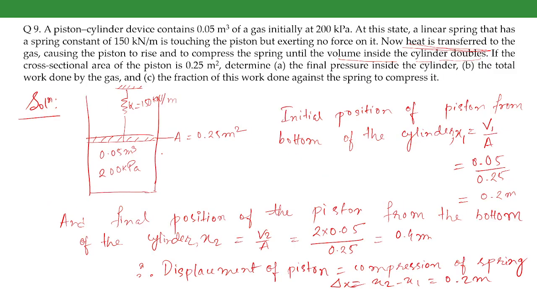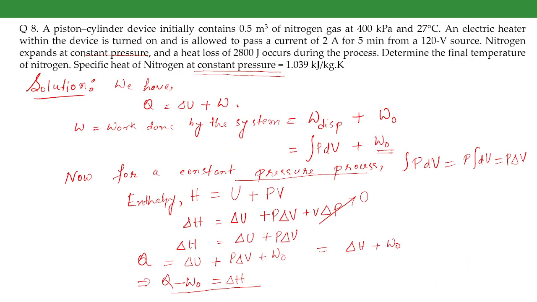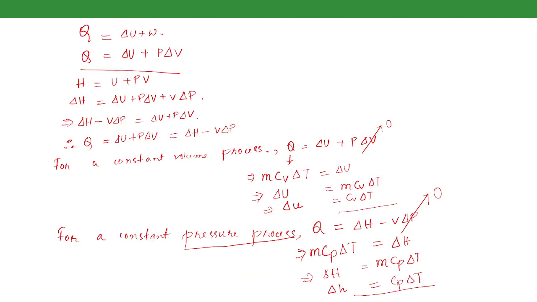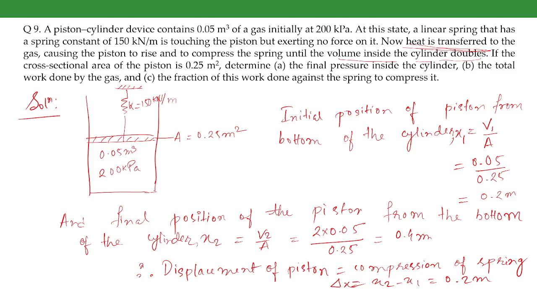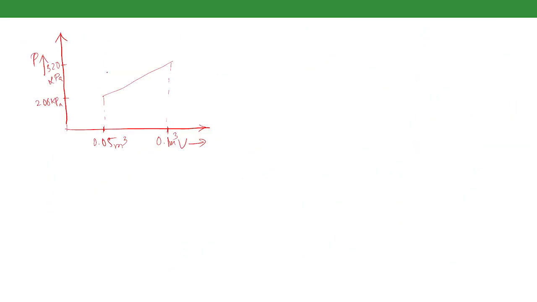So if you focus on the displacement work, we have written the displacement work as integration PdV. This integration PdV is basically the area under the pressure volume diagram. The area under the pressure volume curve for any process will give the work done during that process. We are asked to find the total work done by the gas. So the total work will be the area under this straight line.